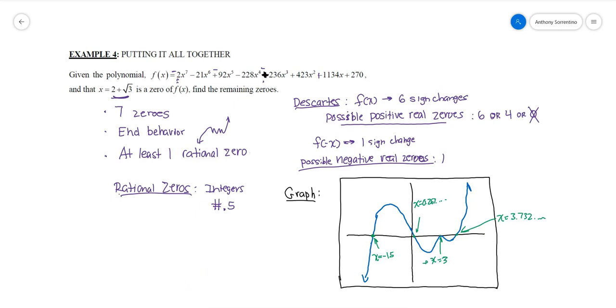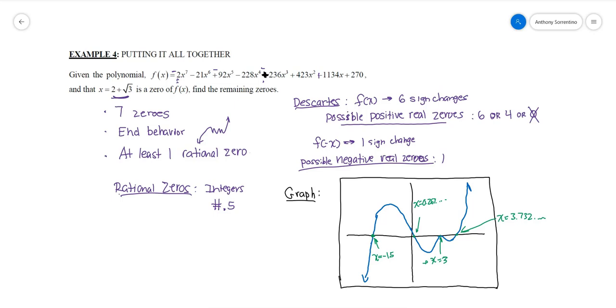this is an integer, 3. 3 is a factor of 270. So by, again, going back to the rational zero test, that is definitely a possibility. Negative 1.5, which is 3 halves, is also, if 3 is a factor of 270, so is 270 over 2, and so is negative 1.5. So those are both possibilities by the rational zero test, so those are good contenders.